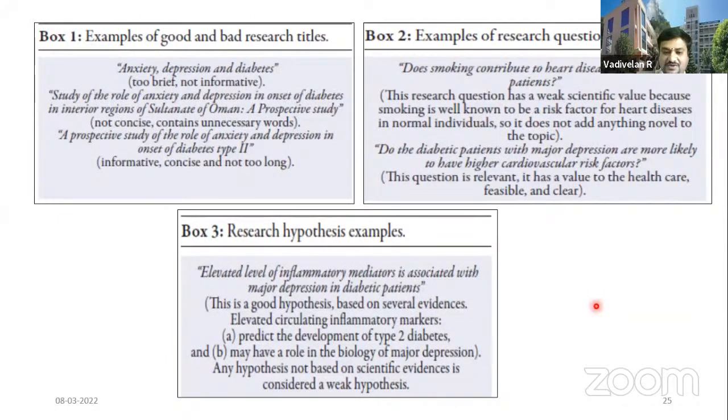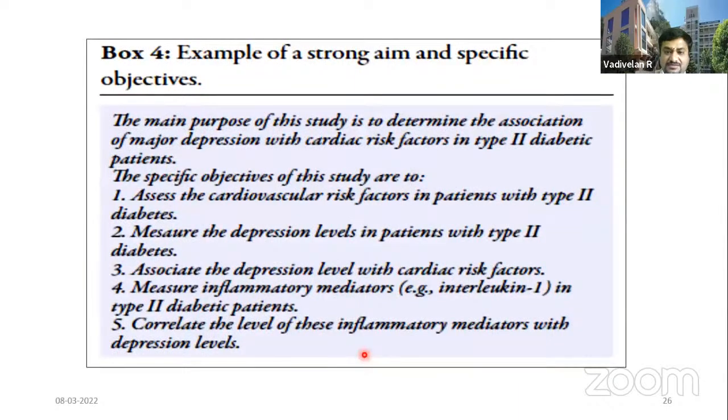And a research hypothesis, some examples: elevated level of inflammatory mediators is associated with major depression in diabetic patients. So this is a good hypothesis, based on several inflammatory mediators. It predicts the development of type 2 diabetes, may have a role in the biology of major depression. Any hypothesis not based on scientific evidence is considered a weak hypothesis. So you should try to give a good, relevant, informative, concise title, a feasible and clear research question, and also the hypothesis.